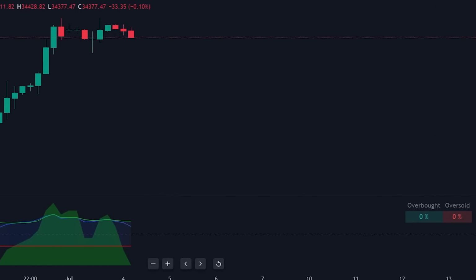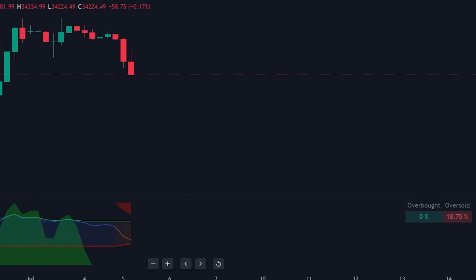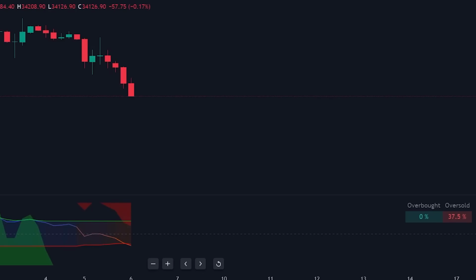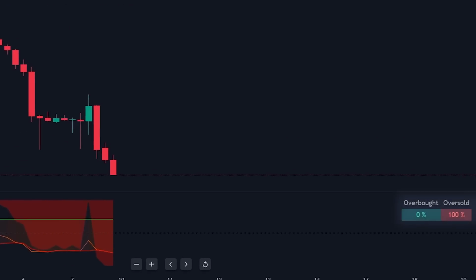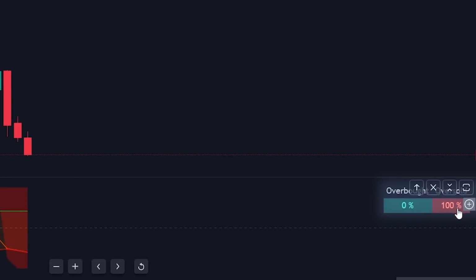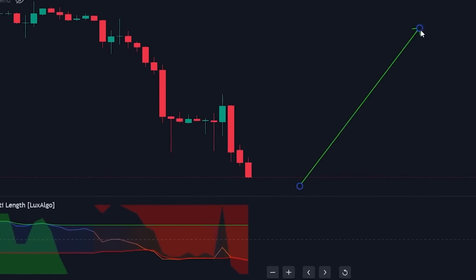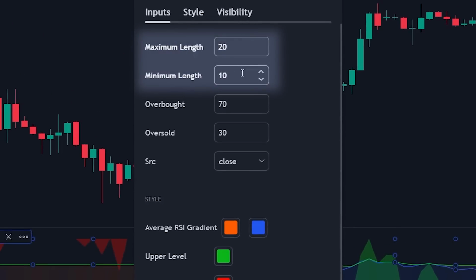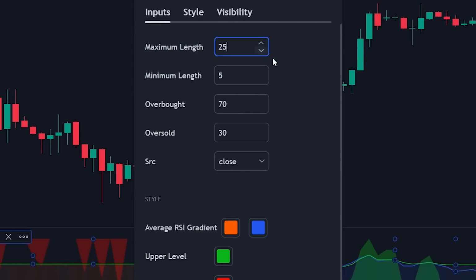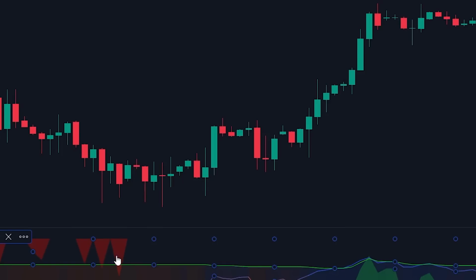Now back to our testing. You can also use the RSI multi-length indicator to determine when a market is extremely oversold or overbought. When the percentage hits or runs close to 100%, you can start to expect a possible trend reversal. By default, the indicator will look at periods from 10 to 20. To truly utilize this strategy, you may want to increase that range to 5 to 25, just so it has more data to work with.